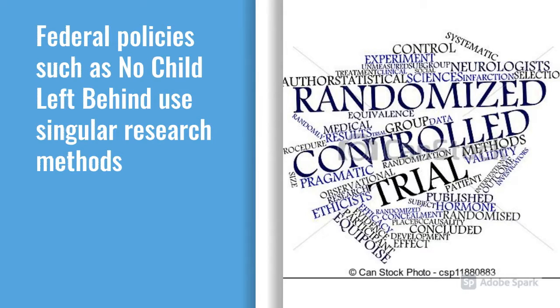In education, many evaluation designs are based on randomized control trials to determine the outcome of an intervention or change. Federal policies such as the No Child Left Behind Act use singular research methods to draw conclusions about what works in education. When this cannot be done, quasi-experiments are used to estimate or anticipate the outcomes of an intervention.